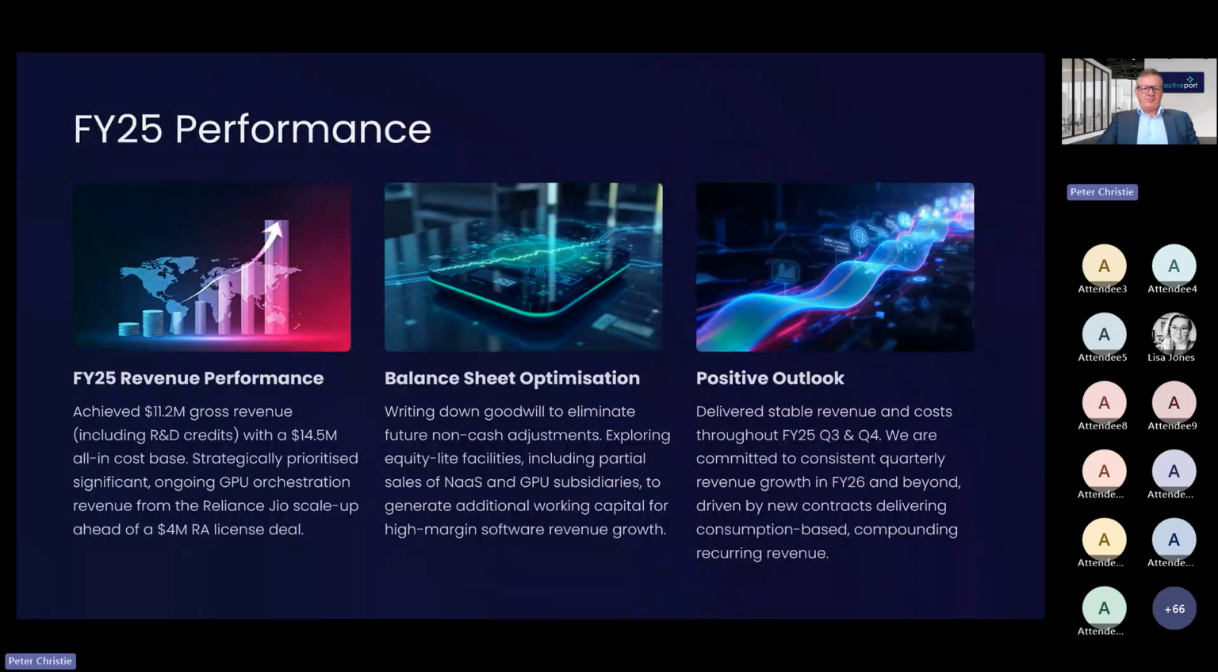So on FY25 performance, if I look back, we achieved 11.2 million of gross revenue, including our R&D credits, and we will include those R&D credits in our revenue until we get past the $20 million threshold, while we don't receive those as cash. But for FY25, 11.2 million was the gross revenue. We had $14.5 million of an all-in cost base, and that's across R&D, all of our outgoings. The exit run rate for FY25 was 14.5 million.